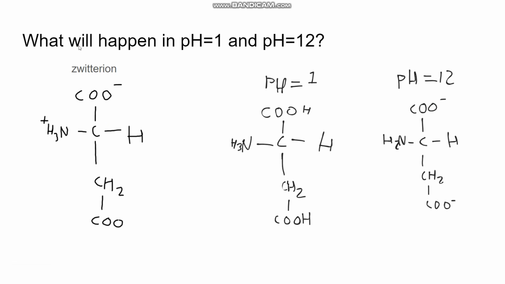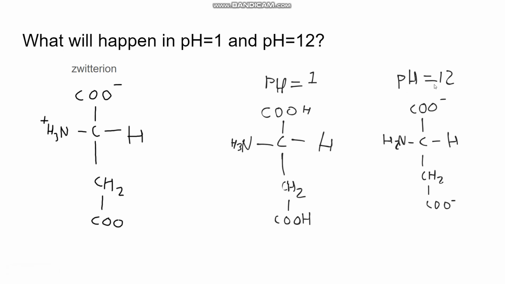Now on to task number 1. What will happen at a pH of 1 and a pH of 12? Here we have this with zero net charge, where all the negatives equal all the positives, so neutral. At a pH of 1, we have an abundance of H pluses, of protons, in the surroundings. So this will take up protons wherever it can. Here it will take up a proton, and the same thing goes for here.